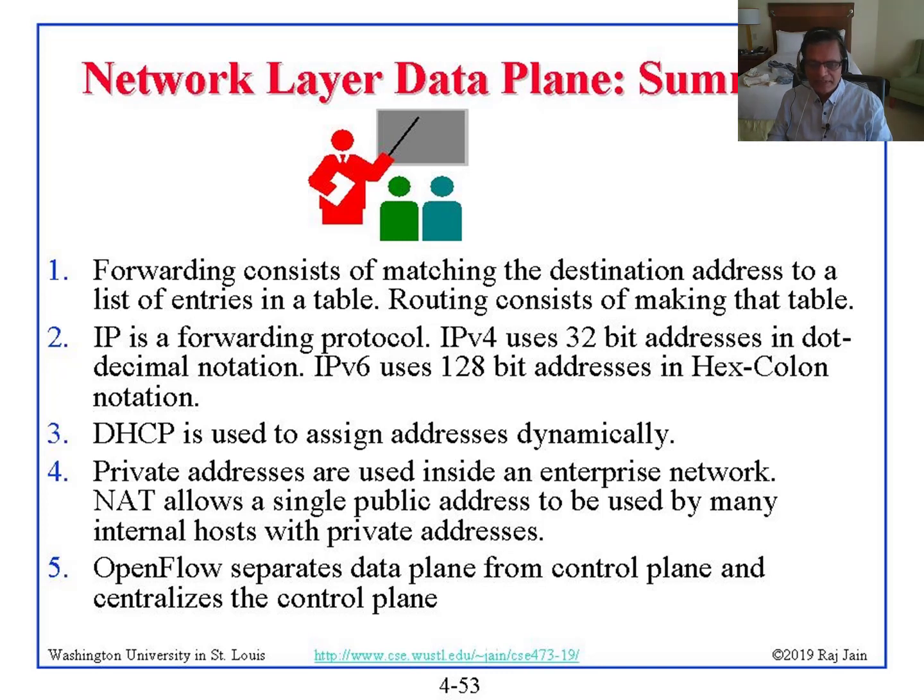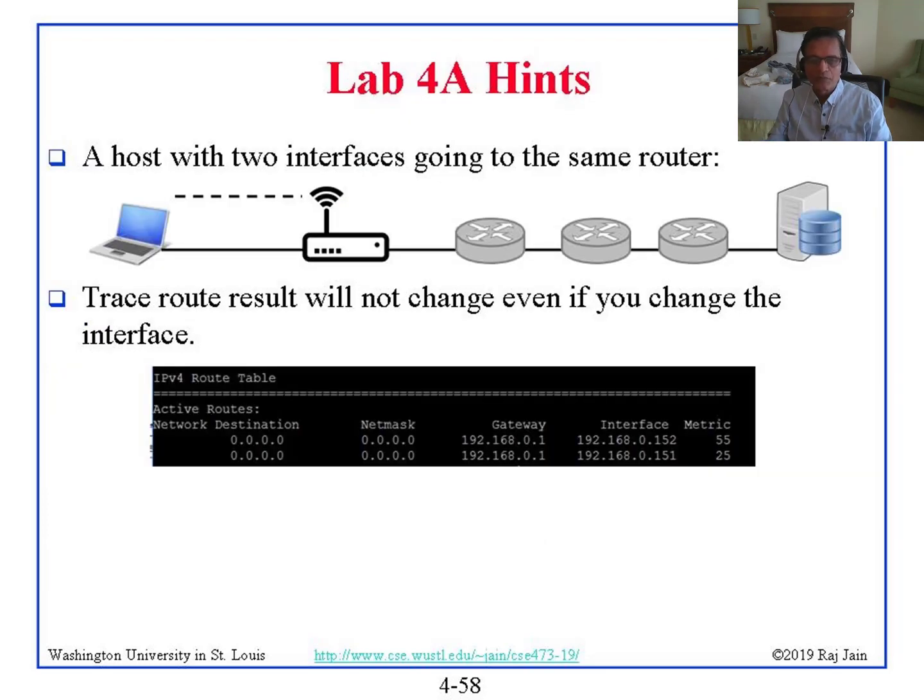DHCP is used to assign the addresses. That is what we talked about today. Before that, we talked about NAT. NAT is used to share a single public address, and it uses the port numbers to keep track of who is talking to whom. And then OpenFlow is used to separate the data plane from the control plane.